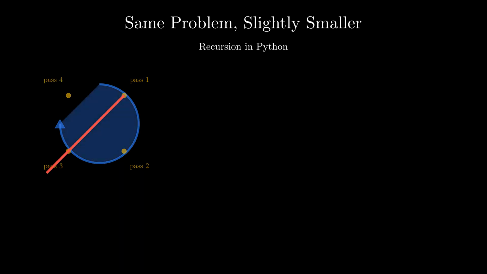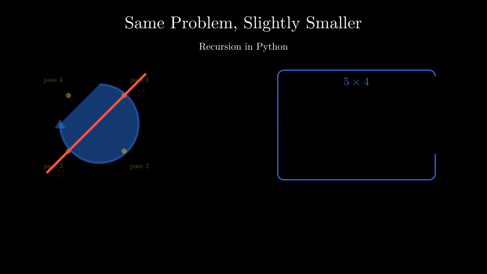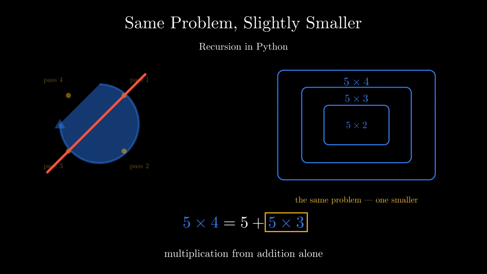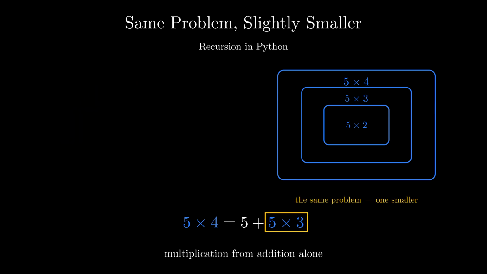Every loop you have ever written solves a problem by grinding through it one pass at a time. Recursion throws that machinery away. It solves a problem by solving the same problem, just slightly smaller. In this video, we build multiplication from nothing but addition, first with loops, then by discovering the pattern that makes the loop disappear. Start with what we already know.